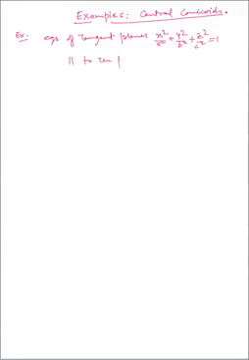पहला एग्जांपल है, find the equations of the tangent plane to the ellipsoid x square upon a square plus y square upon b square plus z square upon c square is equal to 1, which are parallel to the plane lx plus my plus nz is equal to 0.